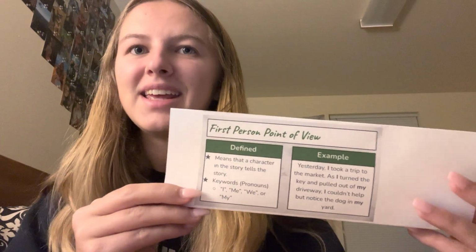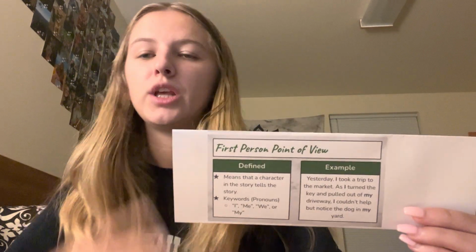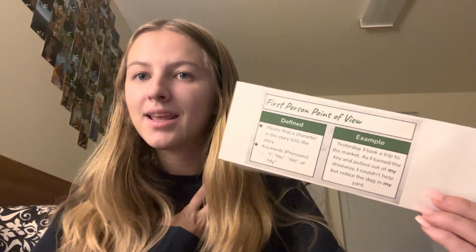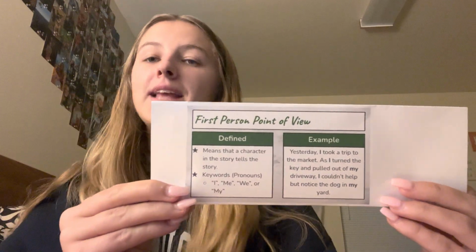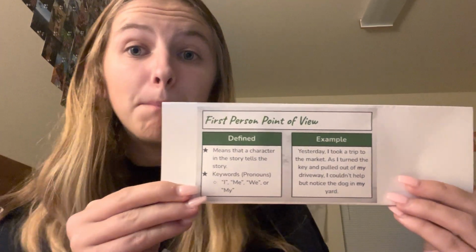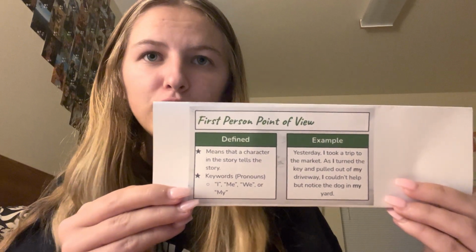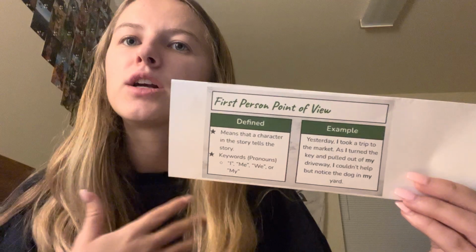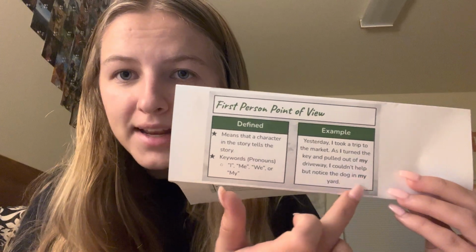So everyone pull your guide notes back out and continue to follow along. Okay, so the first type is first person. This means that a character in the story tells the story. So they use keywords like I, me, we, or my. So let's look at our example. Yesterday, I took a trip to the market. As I turned the key and pulled out of my driveway, I couldn't help but notice the dog in my yard. So we can see that the narrator is talking about a story that has happened to them.